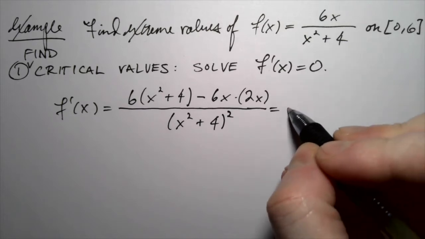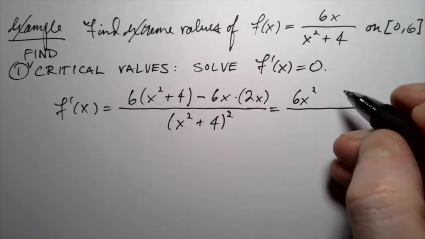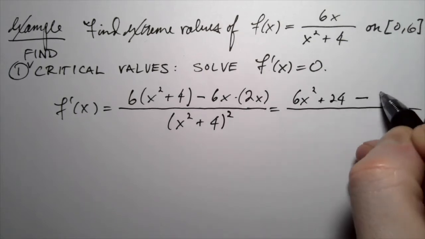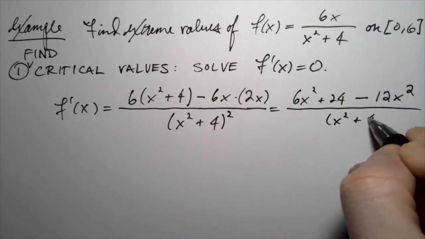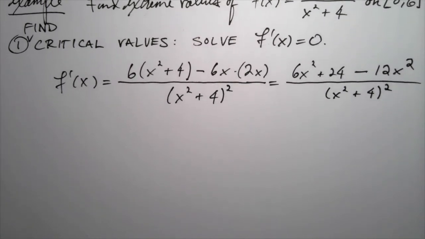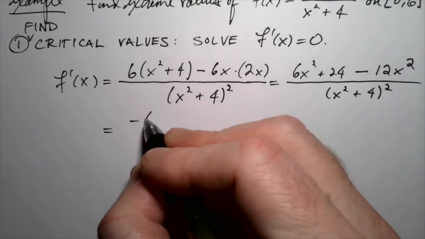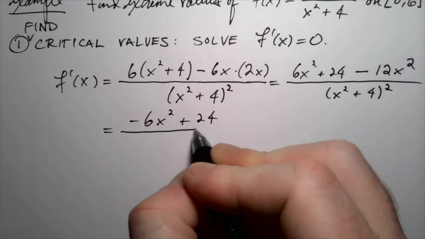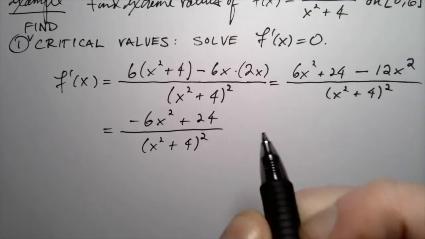Looks like we can simplify a bit. Let's do so. I'll multiply through. We get 6x squared plus 24. And then here we have minus 6 times 2, which is 12, and there are 2 x's there, so it's 12x squared. We can multiply out the x squared plus 4 squared, but there's no need to. Let's just leave it that way for now. Well, 6x squared minus 12x squared gives us minus 6x squared. So we have minus 6x squared plus 24 over x squared plus 4 squared. That's the derivative.